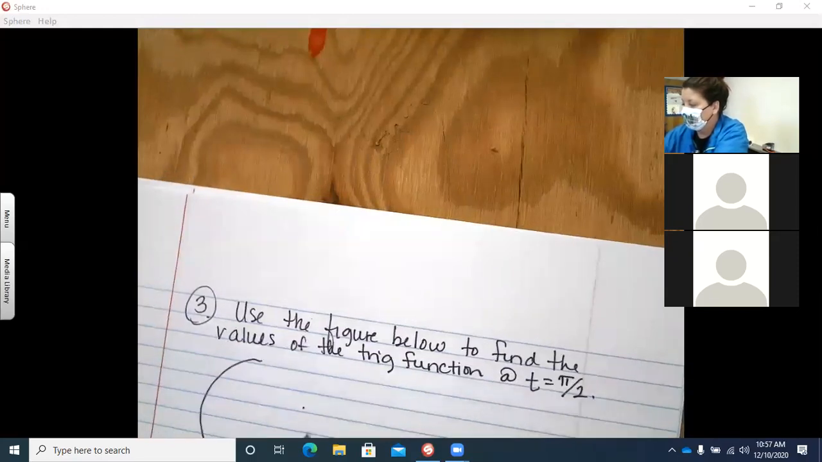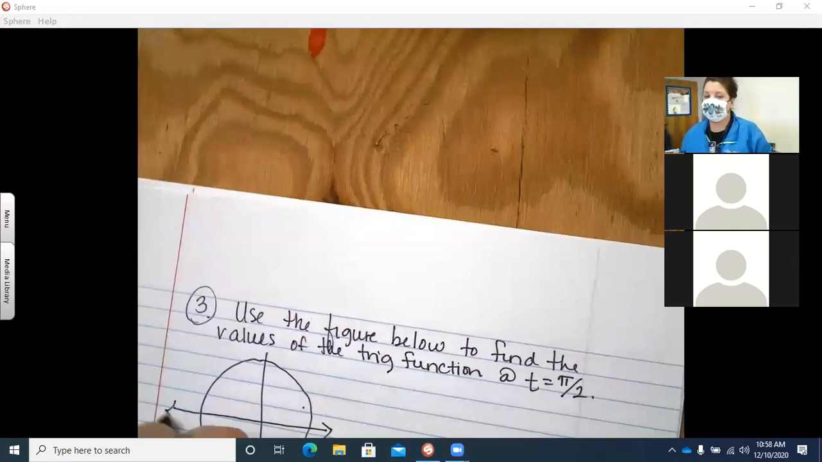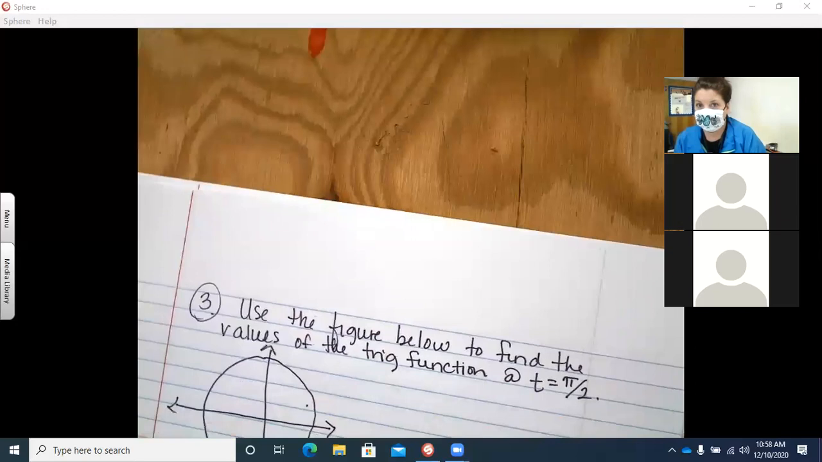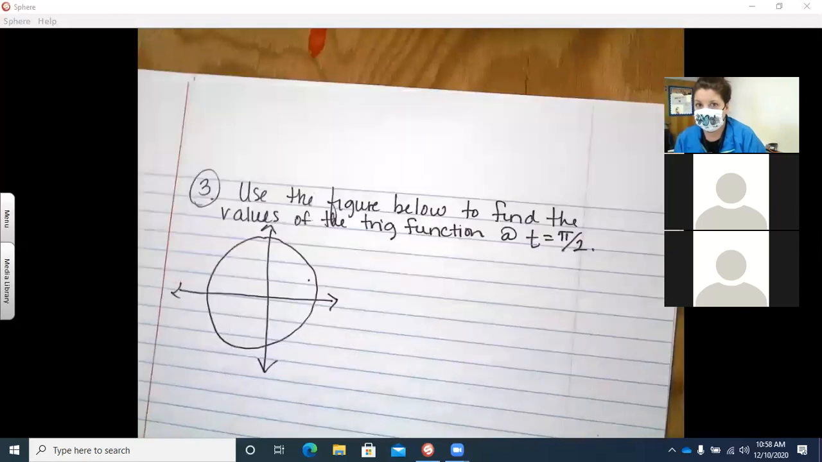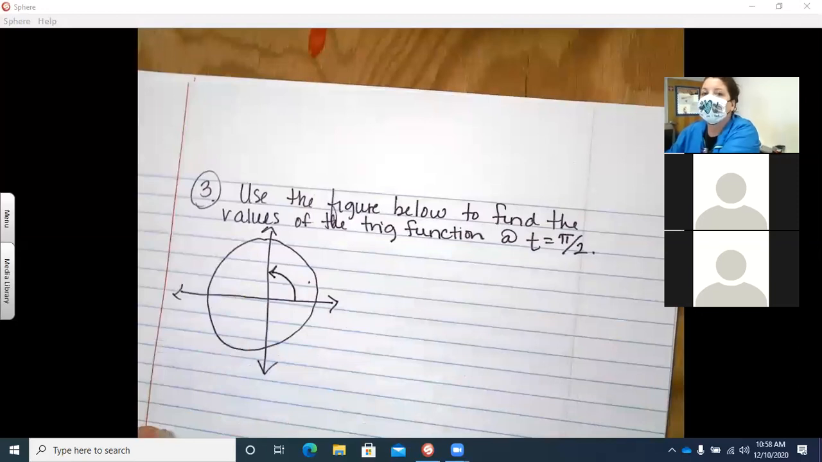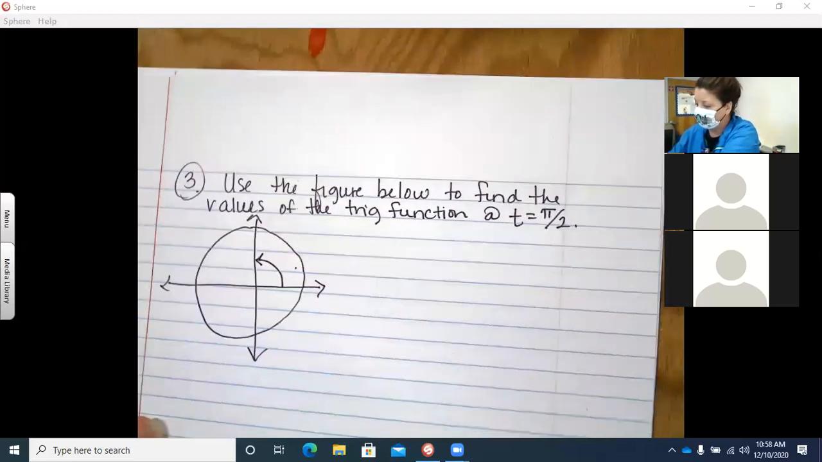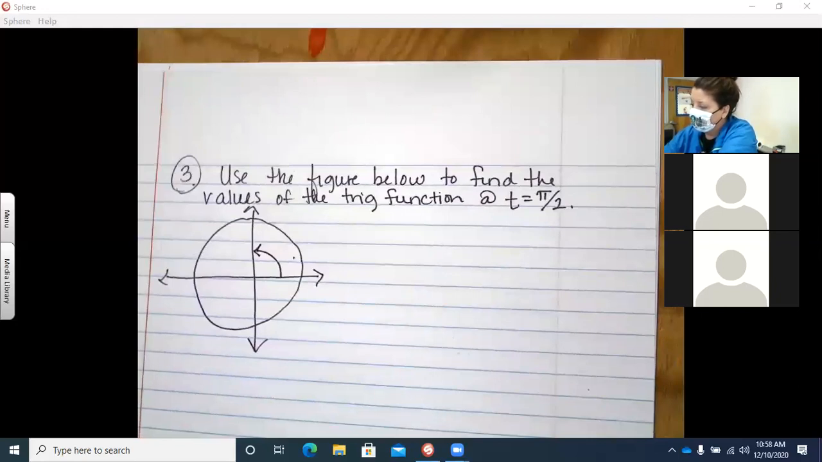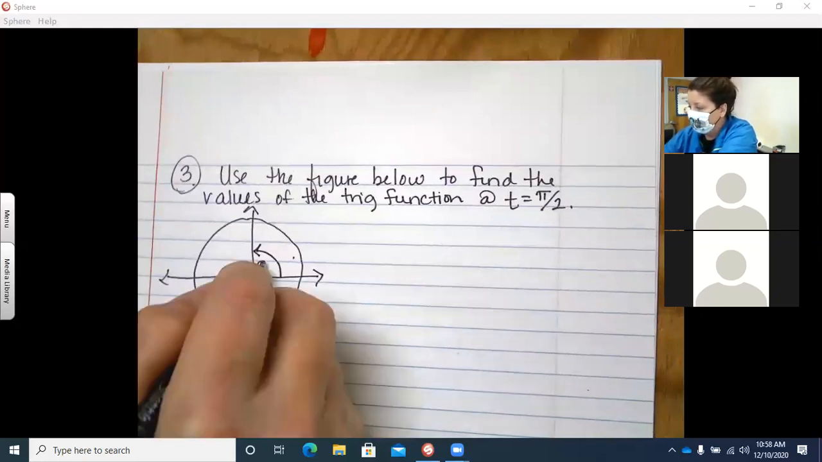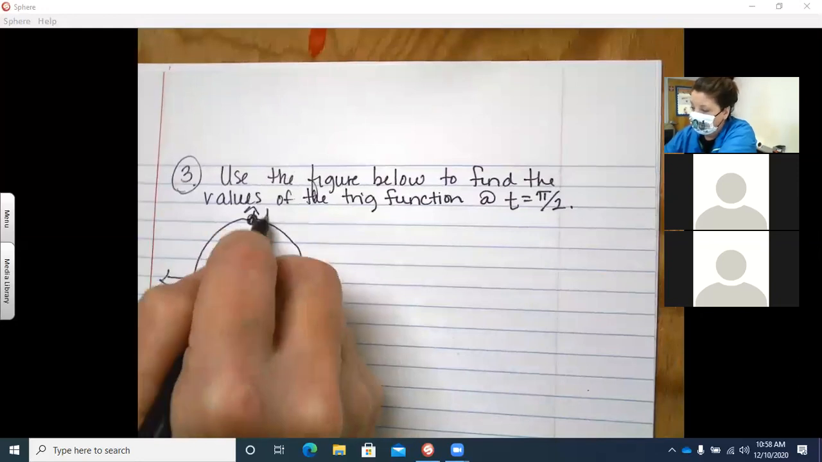So this time it's not drawing it out for us. We have to figure out where t equals pi halves is located. Where is pi halves? How many degrees is pi halves? 90 degrees. Do we know where that is on the unit circle? Yes, so if we start at our initial side and rotate up so that our terminal side is on the positive part of the y-axis, that is where pi halves is, right? So that puts our point T up here. So what is the ordered pair at point T?